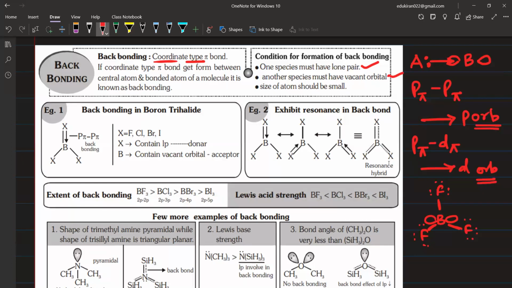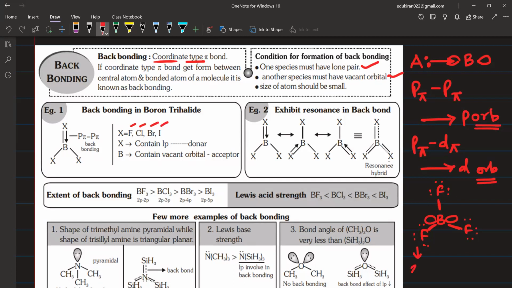Now, if I compare fluorine, chlorine, bromine, and iodine, which is able to donate and form the back bonding most effectively, then we have to look at the size. Since boron and fluorine both belong to the same period, the second period, the lone pair electrons will be in the p orbital. And boron also has the 2p orbital, which is vacant.